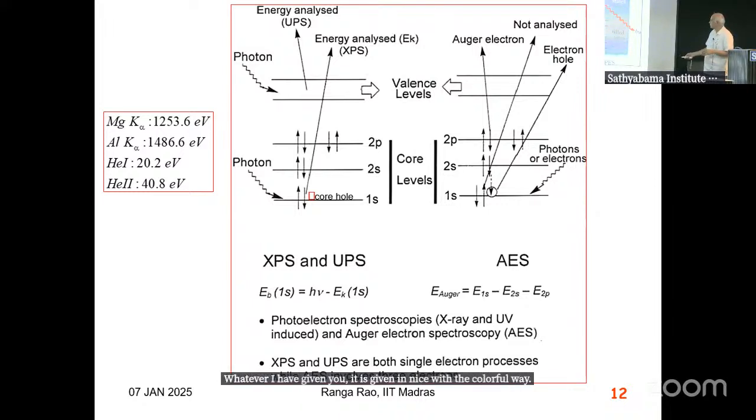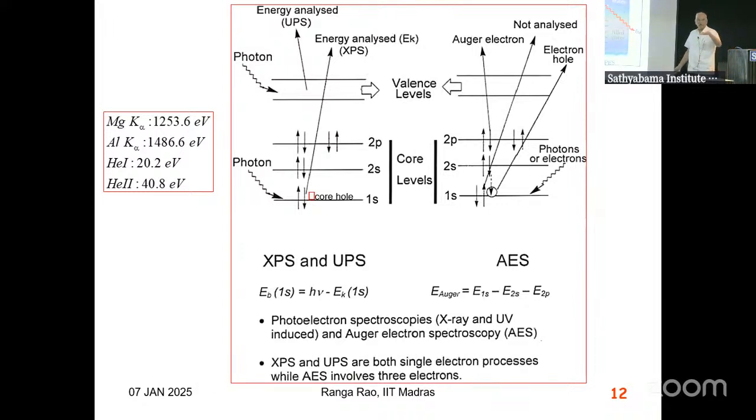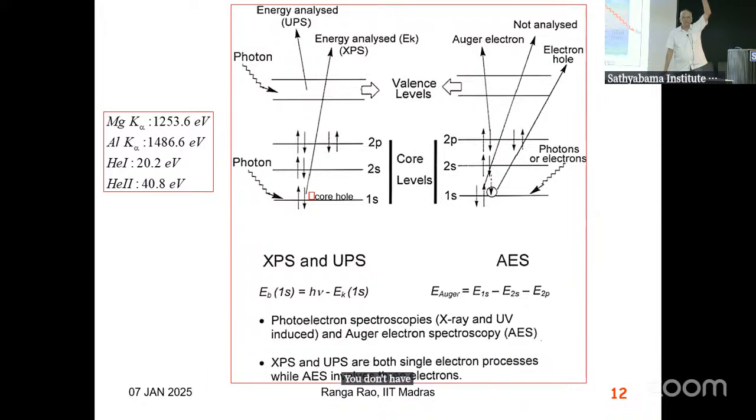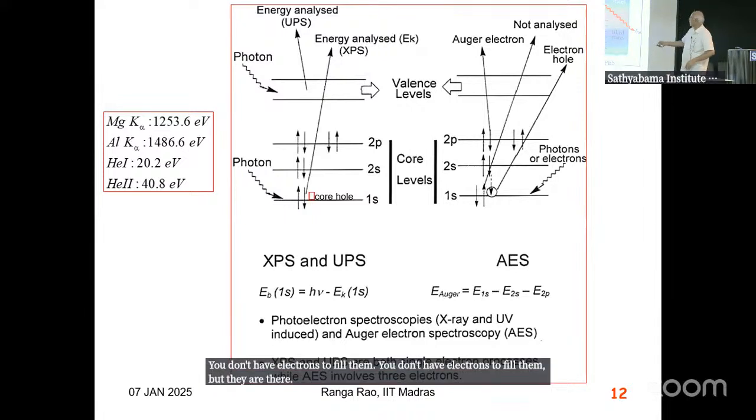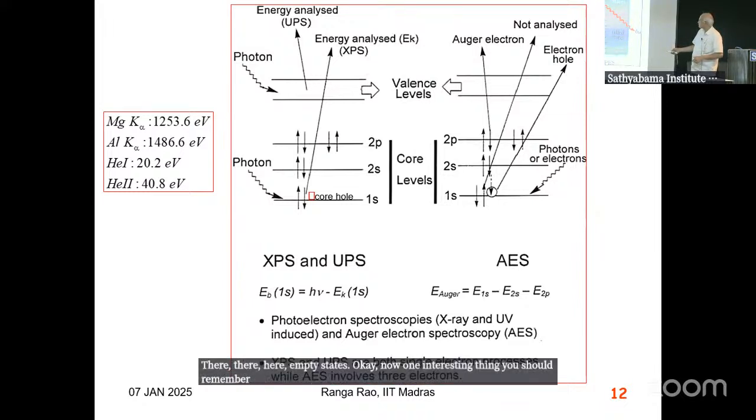So these are all filled states. One important point you should remember is that there are empty states here. Filled states are the ones where electrons are filled, but in solids there are empty states above the filled states. You don't have electrons to fill them, but they are there, empty states. Now, one interesting thing you should remember here is that these electrons are filled up to this point.